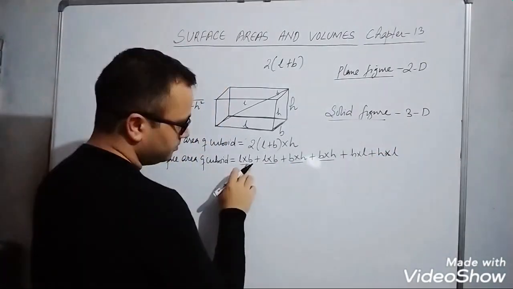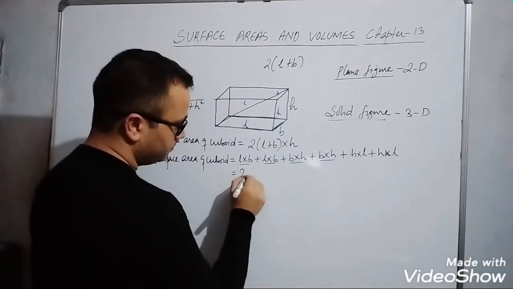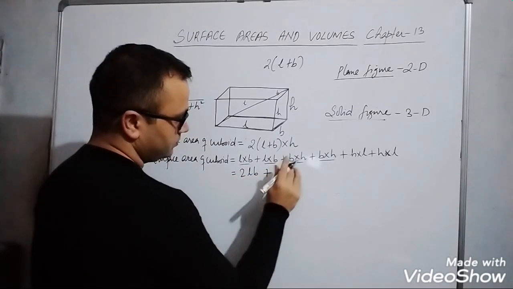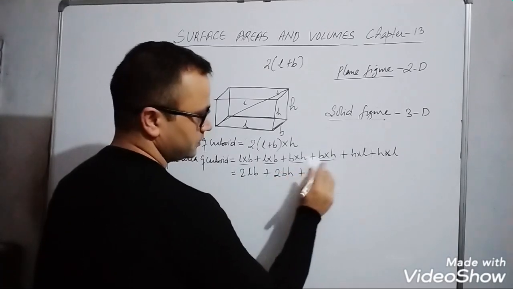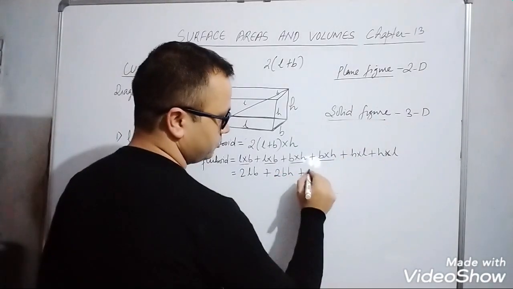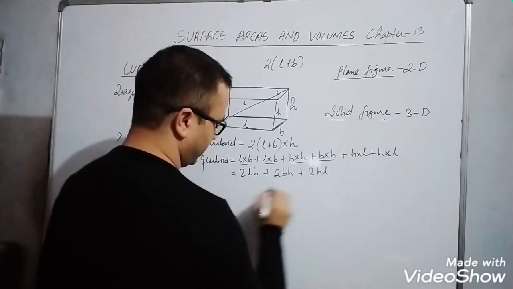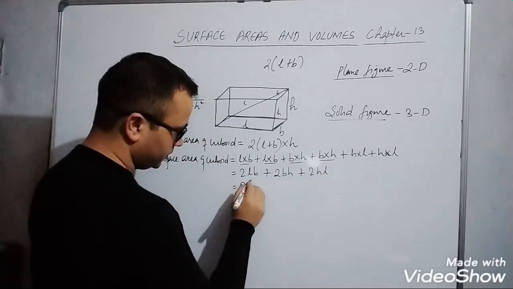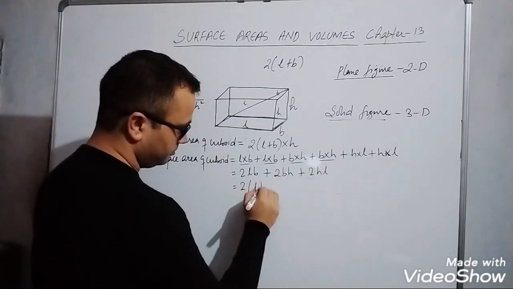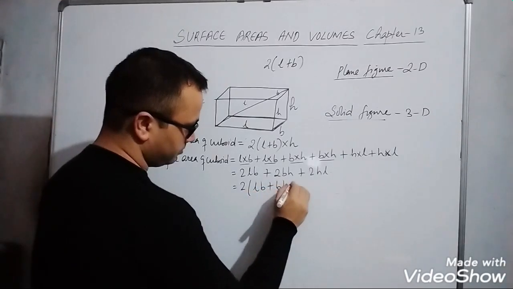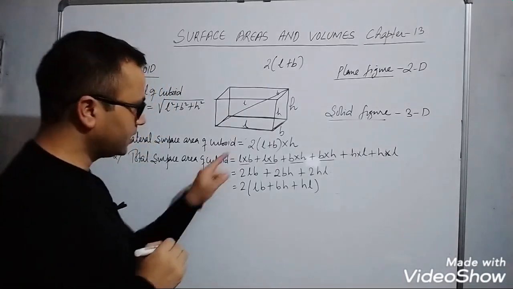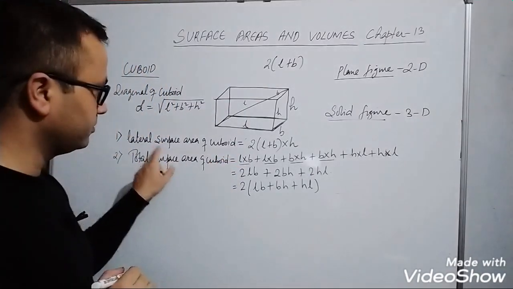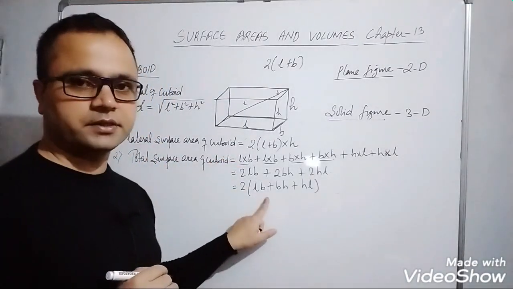So LB plus LB is 2LB. BH plus BH is 2BH. HL plus HL is 2HL. Now we can take 2 common: 2(LB plus BH plus HL). Now these are the surface areas. One is lateral surface area, another is total surface area.